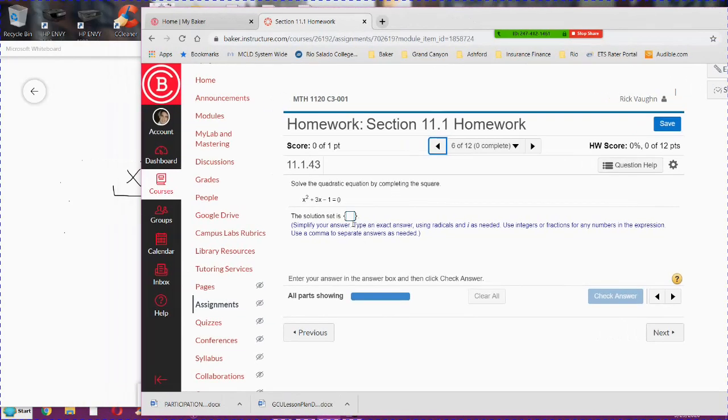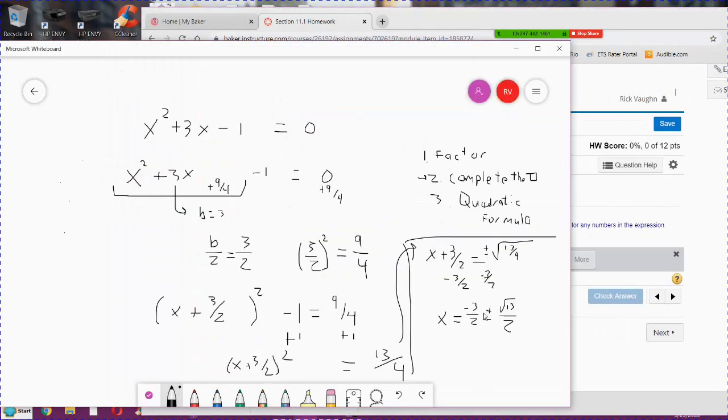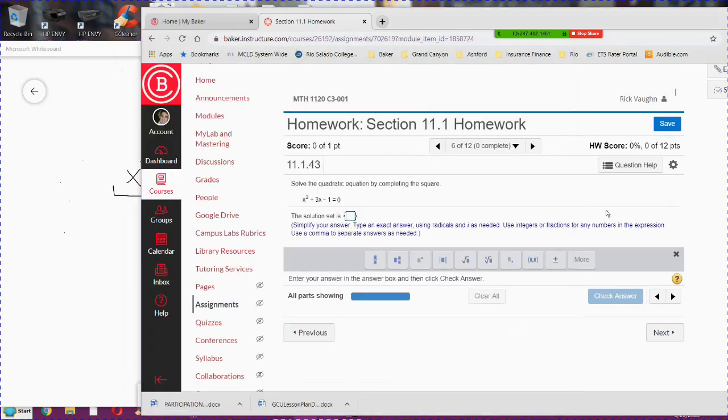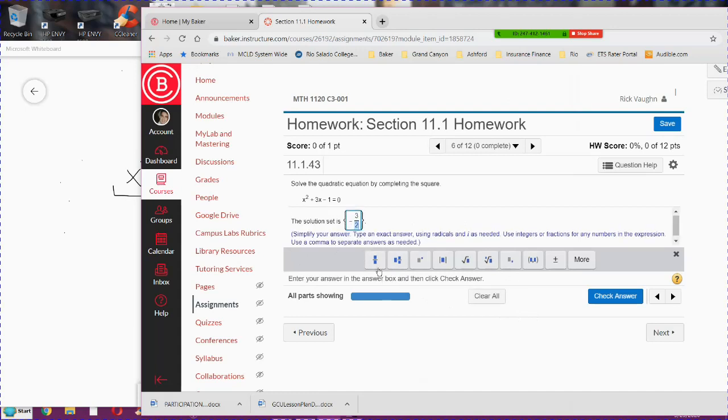Now, someone told me this, and I didn't know it, but you can separate these answers by a comma. So I can write negative 3/2 plus square root of 13 over 2, comma, negative 3/2 minus square root of 13 over 2. But you can also write it in one term when it has this plus or minus in there. So I'm going to write negative 3/2, and then use the plus or minus button, and then do square root of 13 over 2.